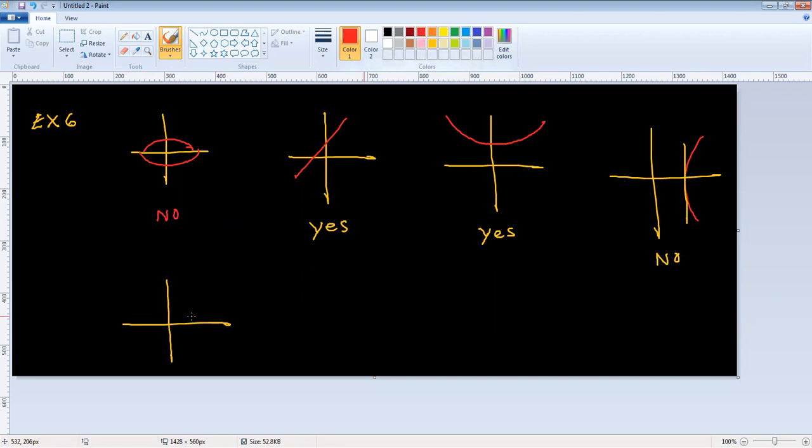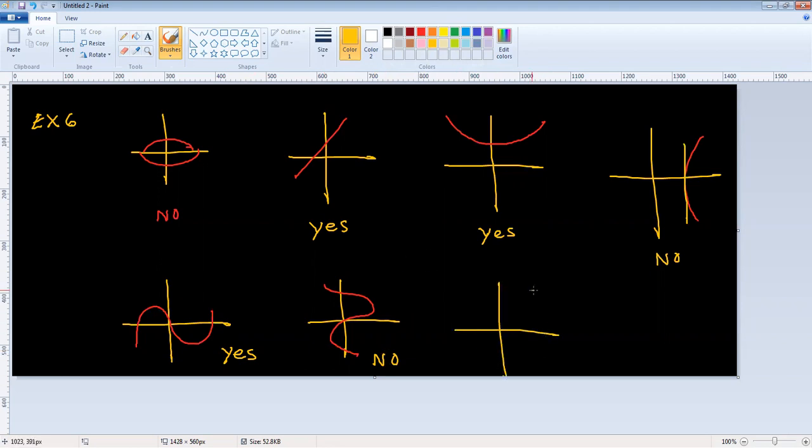What about something like this? Is this a function? Yes, this is a function. What about something like this? Well, this is obviously going to be no, not a function. And then what about something like this? This is not going to work right here because this is not a function.